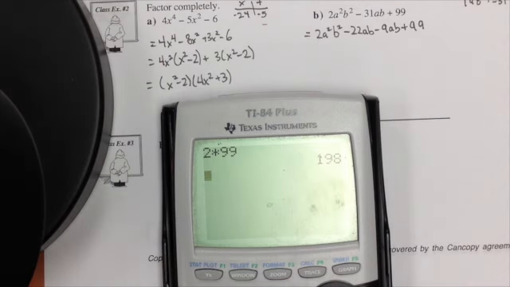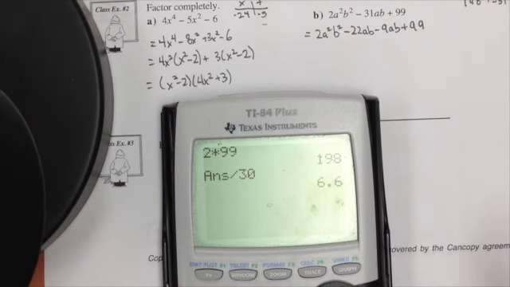And so if I look at what goes into 198 evenly, let's think about that first example we did. 198 divided by 30 is going to be 6.6, so that's not going to work. So we might have to go down. 198 divided by 29, not even.